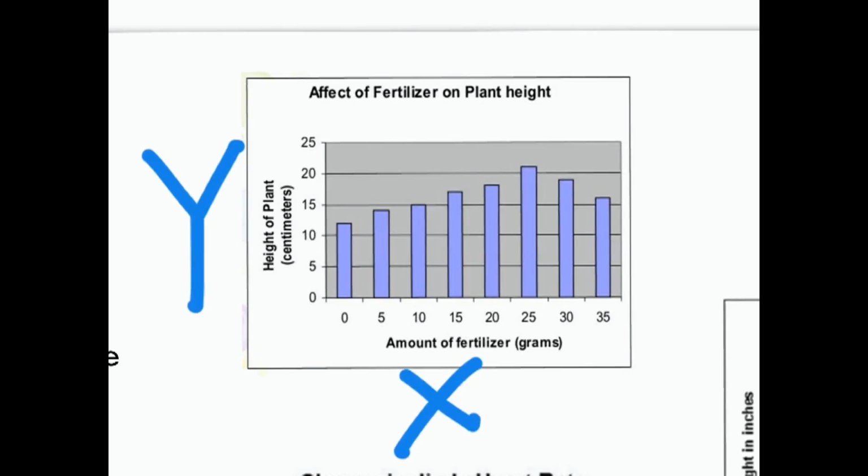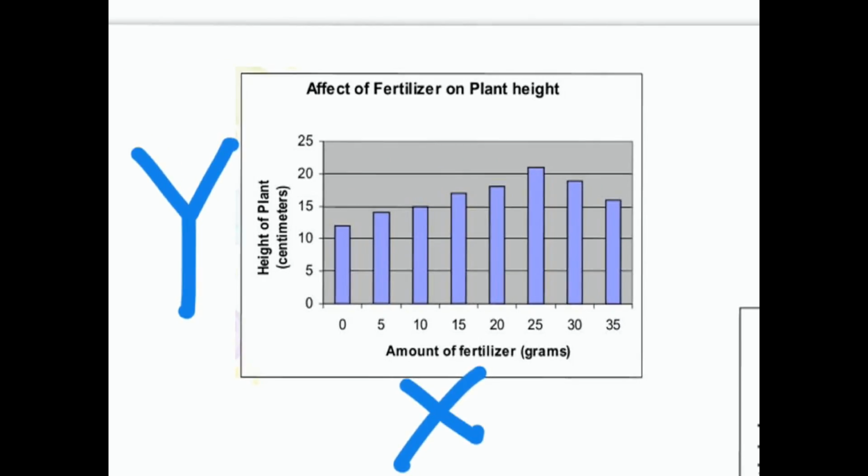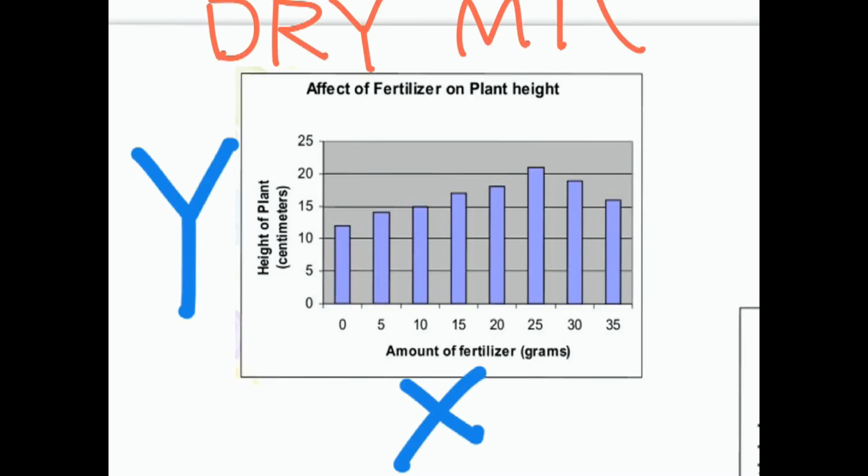So let's look at these. Let's look at this first one here. The effect of fertilizer on plant height. Okay, and this is kind of like our if-then statement for the hypothesis. If I add fertilizer to a plant, then the plant height is going to increase. So we're going to do this experiment. Remember dry mix, let's write this up here so we don't forget. Dry mix, okay.